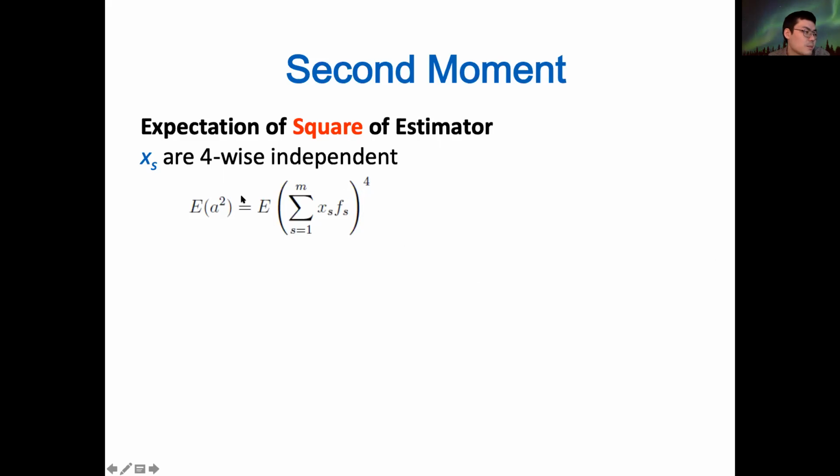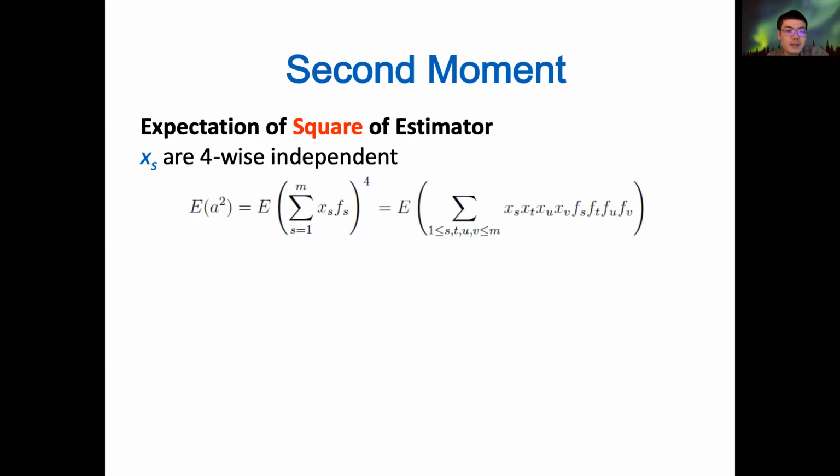So now let's think about what the expectation of A squared is. A is the sum squared, so A squared is the sum to the power 4. This summation is what we maintain in the stream.